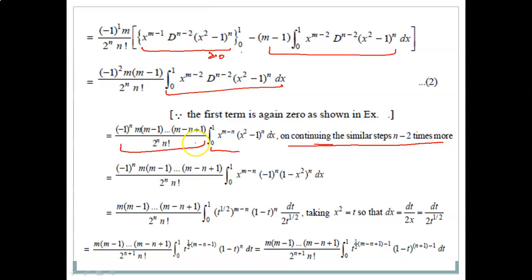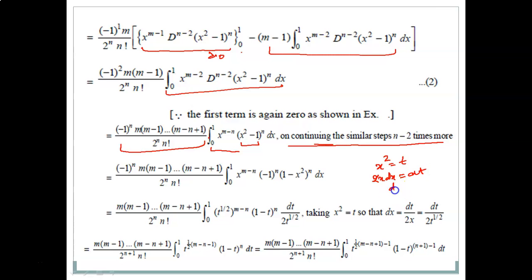Okay, now we further simplify this term. We have 0 to 1 x raised to power m minus n, and minus 1 raised to power n is there. We are taking minus 1 common from this part, so we get minus 1 raised to power n, and it becomes 1 minus x square raised to power n. Now if we substitute x square equal to t, so that 2x dx gives you dt.